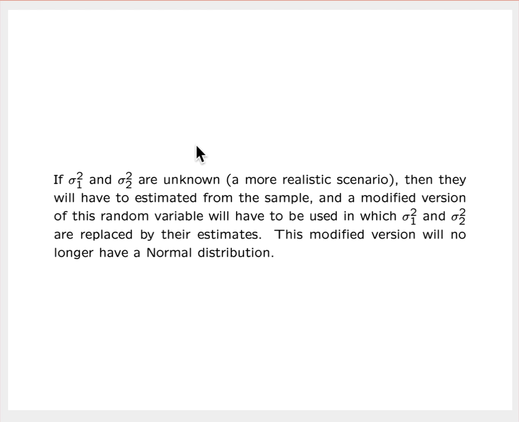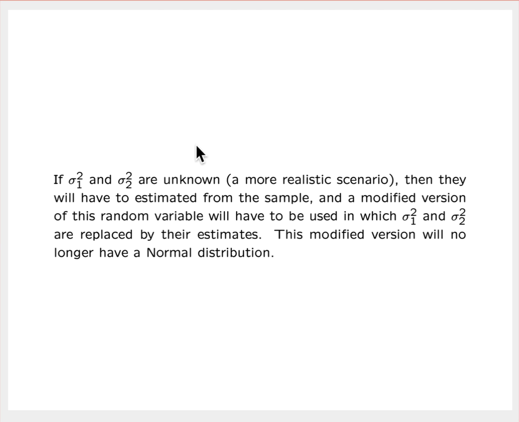Now, if the population variances are not known, which is really the more realistic scenario, then they will have to be estimated from a sample or from the samples, and a modified version of this random variable will have to be used in which sigma 1 squared and sigma 2 squared are replaced by their estimates. That's similar to what we did back in the previous module when we were testing hypotheses about a single population mean. If we didn't know the population variance, sigma squared, we had to estimate it. And you'll remember that we estimated it with the sample variance.